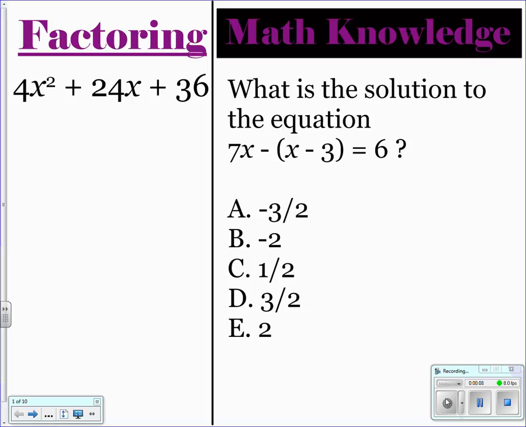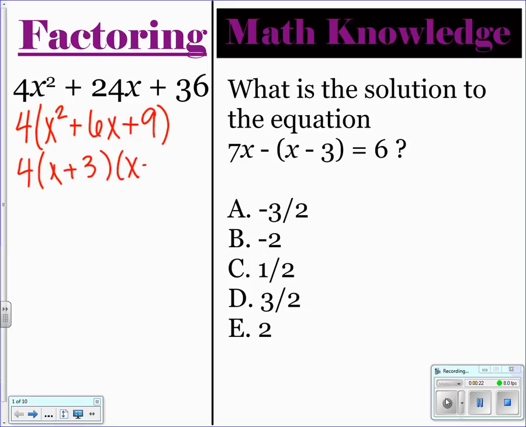So for the factoring, you're going to start by removing a 4, because that's the greatest common factor, and you're going to have x squared plus 6x plus 9 left. And so then the x squared plus 6x plus 9 will factor as (x plus 3) times (x plus 3), which you'll write as 4 times (x plus 3) squared.